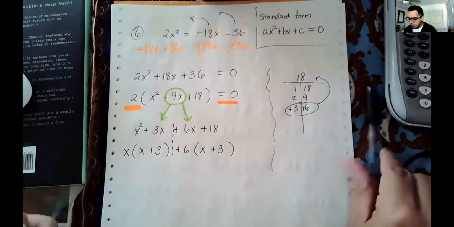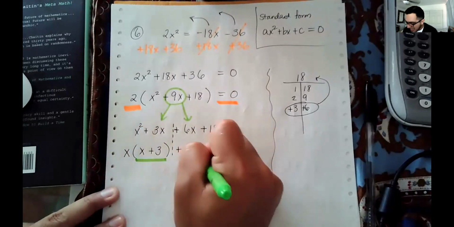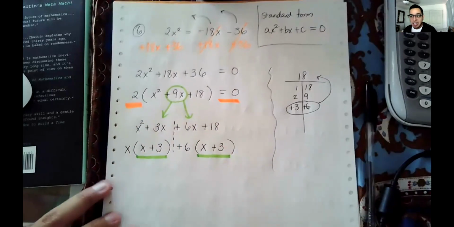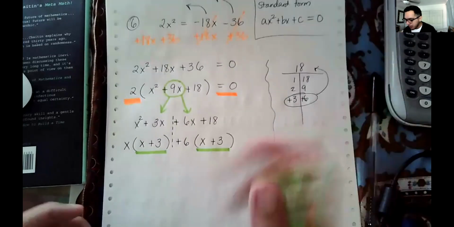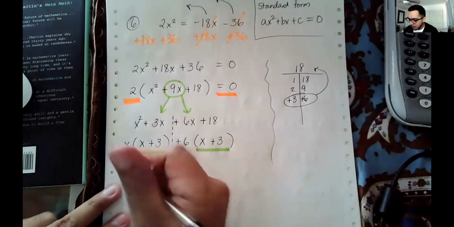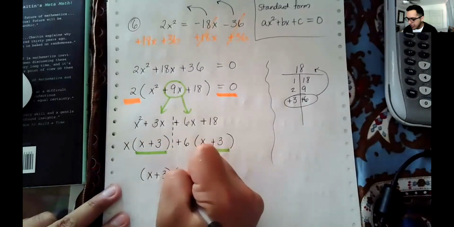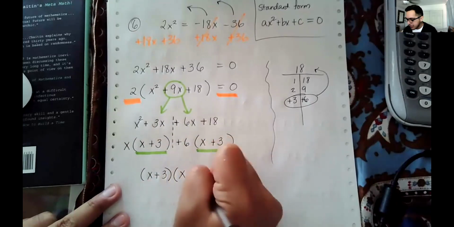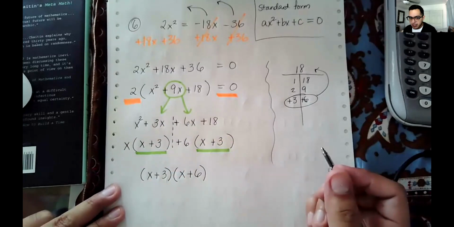Okay. Now that the stuff in parentheses is exactly the same, that means that we have not made a mistake and we can continue moving forward. We'll go ahead and pull that out as our greatest common factor. So x plus 3 comes to the front, and x plus 6 goes to the back. And honestly, it doesn't matter what order you put that in.